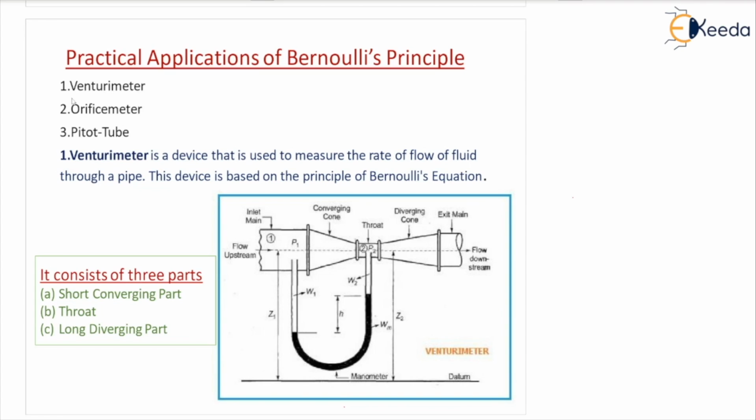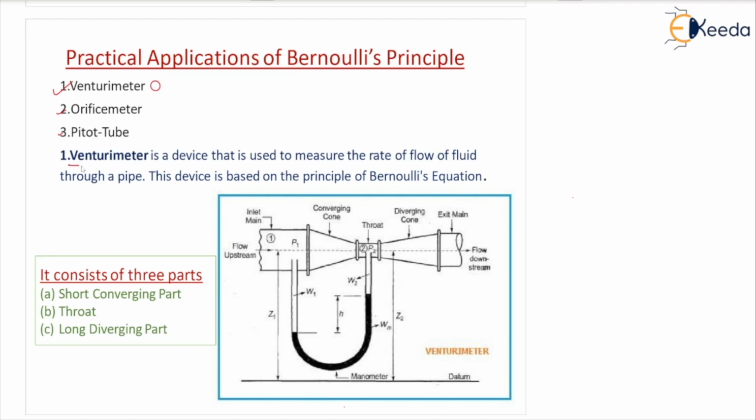Out of these three devices, venturimeter is the most important. We have many questions from the venturimeter, and then we can say orifice meter and then pitot tube. Let's start with the venturimeter.